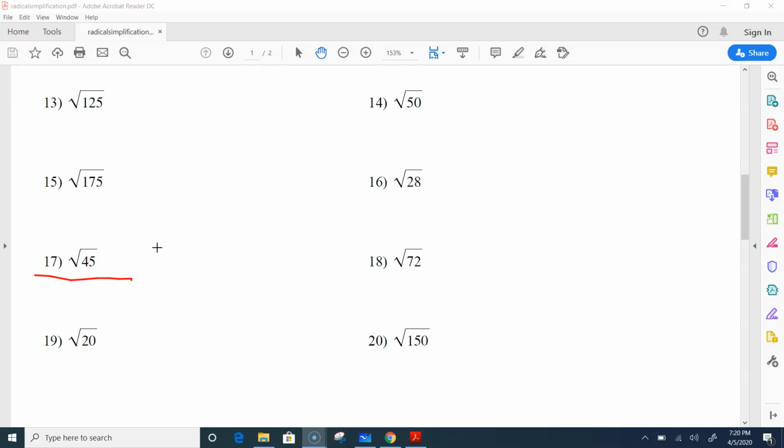Okay, so hopefully with 17, you saw that we can break that into the square root of 9. That's our perfect square. Times the square root of 5. Nothing's going to come out of 5, so this would be 3 square root of 5. Hopefully you got that one right. Let's try number 18 now.